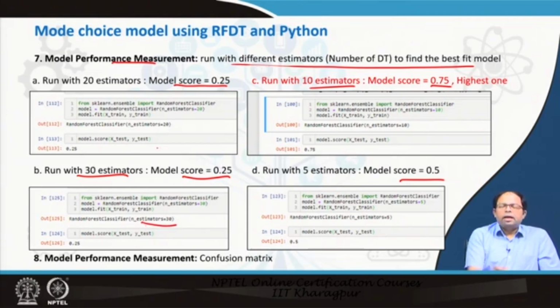Finally, we can set the number of estimators, change that, and get different results. We can then print the confusion matrix and see how many of them are predicted in the right class. That is how we can measure the model performance.